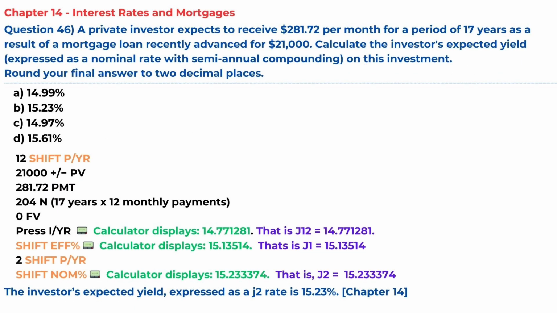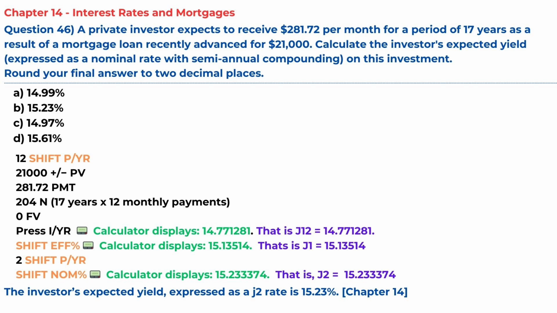Question 46. A private investor expects to receive $281.72 per month for a period of 17 years as a result of a mortgage loan recently advanced for $21,000. Calculate the investor's expected yield, expressed as a nominal rate with semi-annual compounding, on this investment. Round your final answer to 2 decimal places.